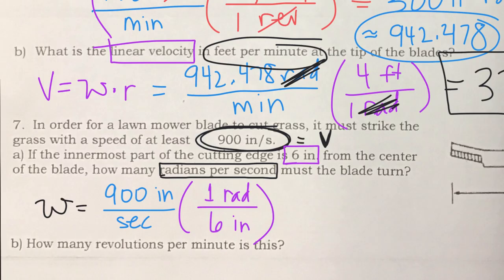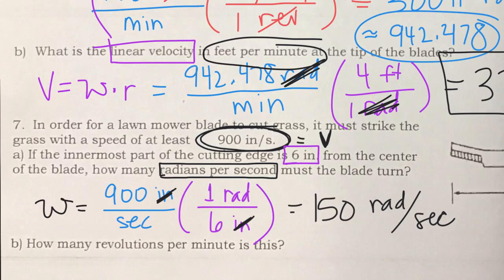Okay, that's important to understand. Division happens in the denominator. So if we're dividing by 6, that means we put it down there in the denominator. So let's see, the inches cancel out with the inches, radians per second. This is just a division problem. There's no conversion necessary. So our blade must be spinning at 150 radians per second.